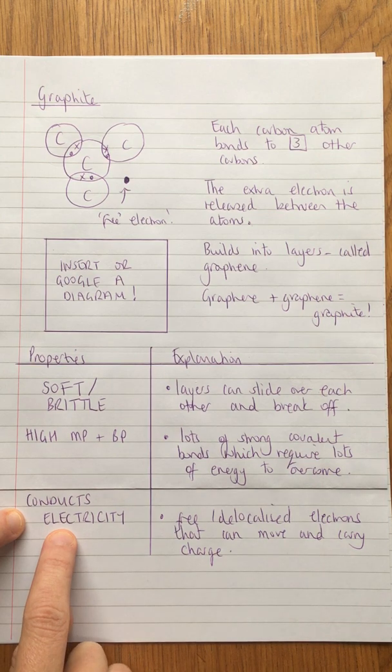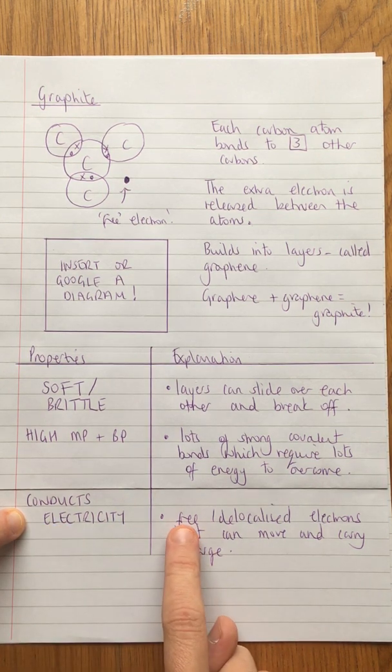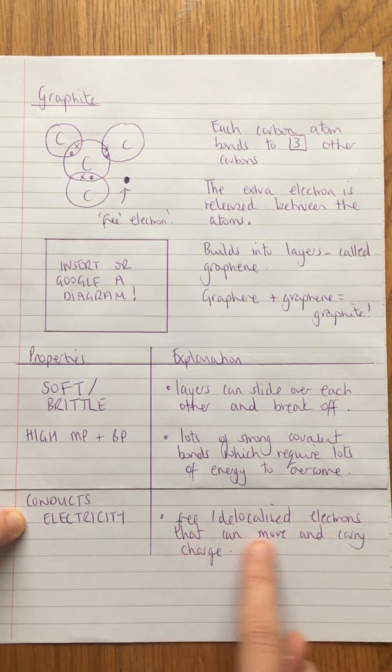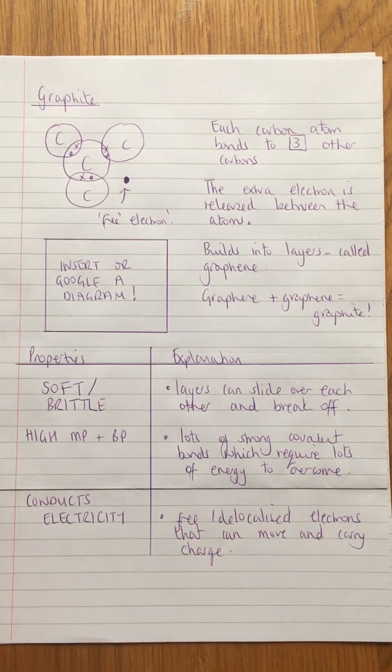They can conduct electricity. Yet again, this breaks the rules. That's because they've got these free or delocalised electrons that can move and carry charge. So in between the layers, the electrons are free to move and carry charge.